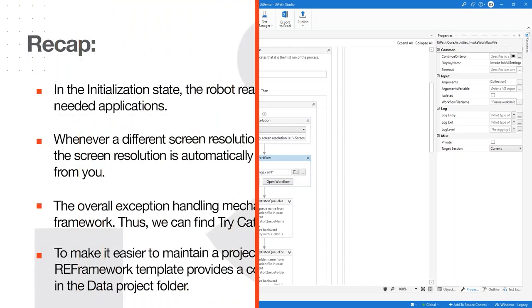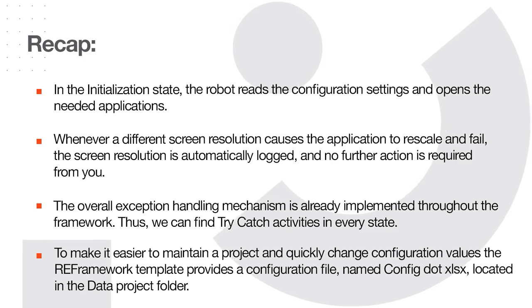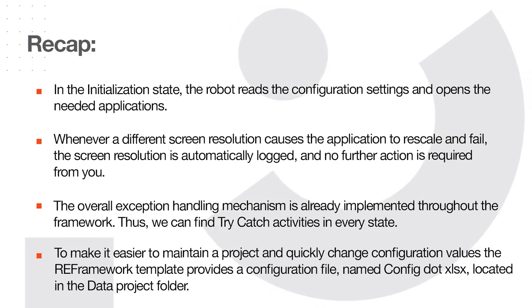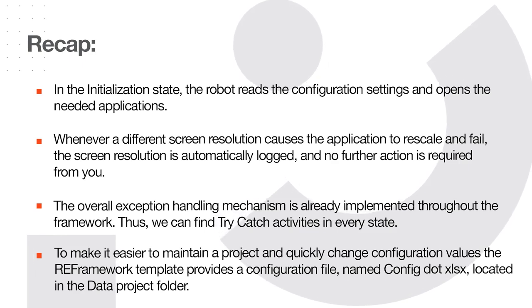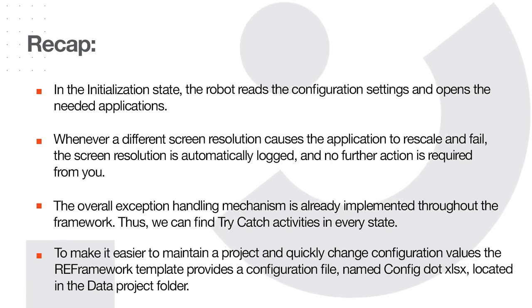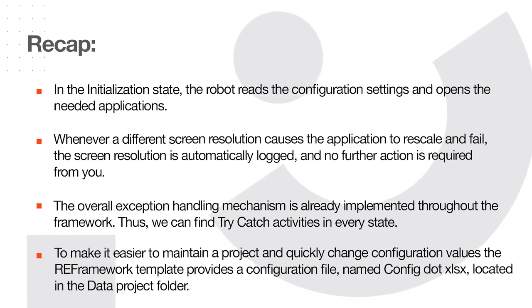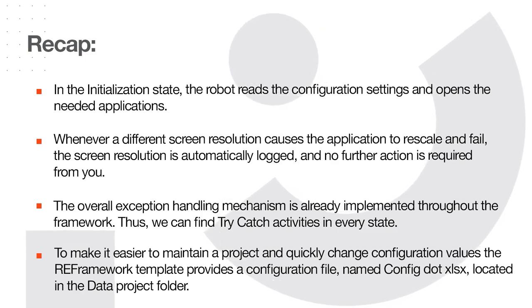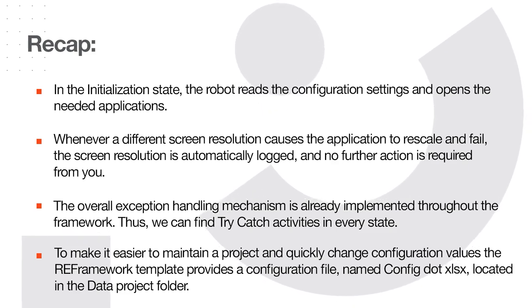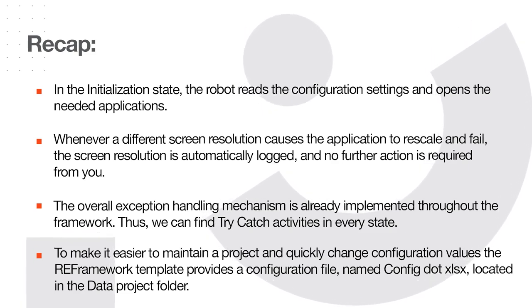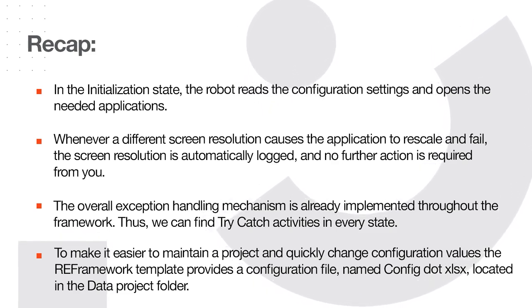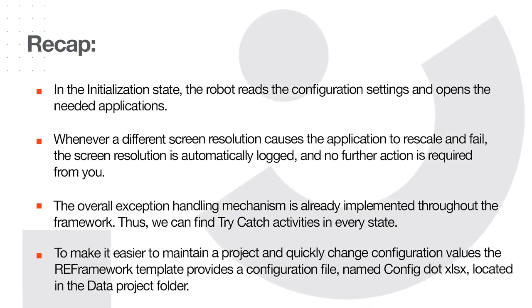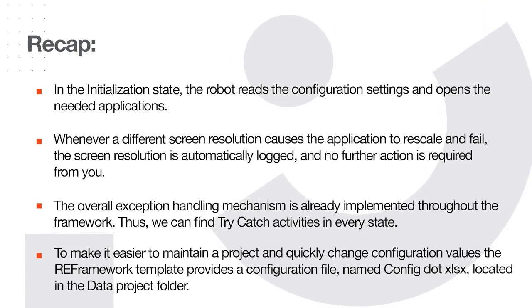Great, now let's do a quick recap of what we've learned in this video. In the initialization state, the robot reads the configuration settings and opens the needed applications. Whenever a different screen resolution causes the application to rescale and fail, the screen resolution is automatically logged and no further action is required from you. The overall exception handling mechanism is already implemented throughout the framework. Thus, we can find try-catch activities in every state.